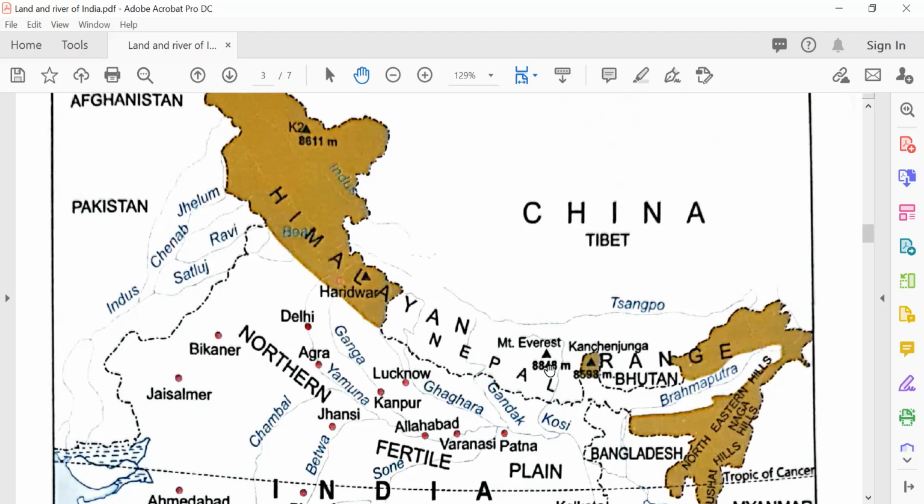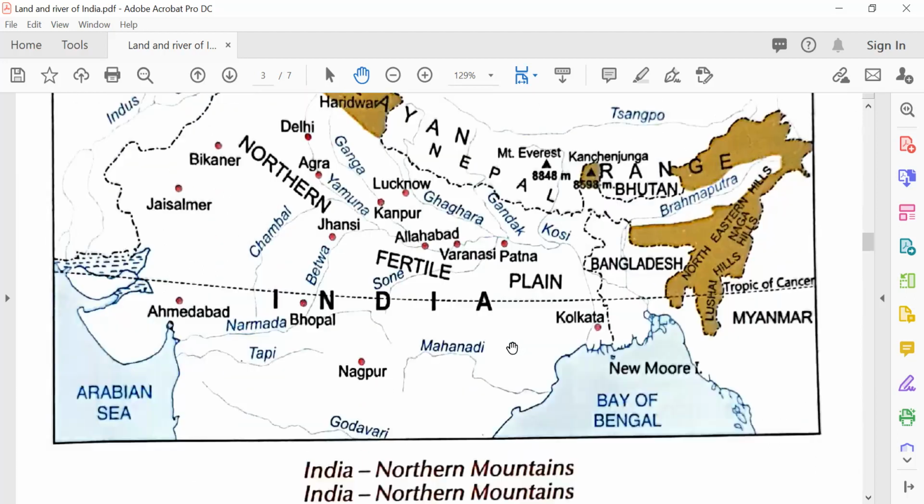Okay, and here is Mount Everest and here is Kanchenjunga. So what are the mountains of India? What will you say? It's K2, Himalaya, Kanchenjunga, and Mount Everest. Mount Everest and Kanchenjunga. Very good.